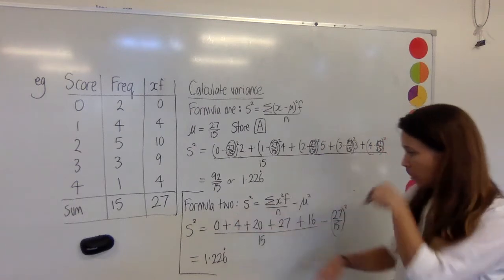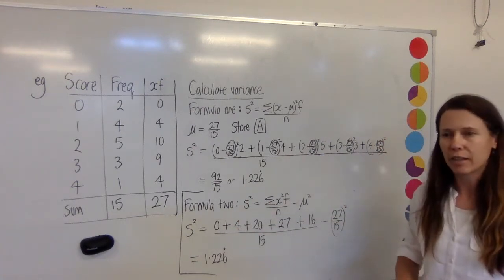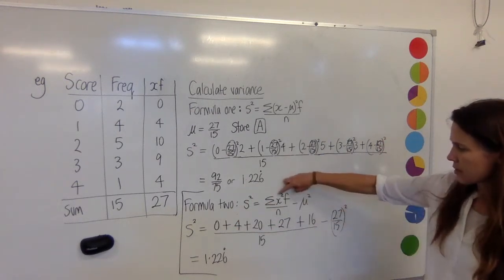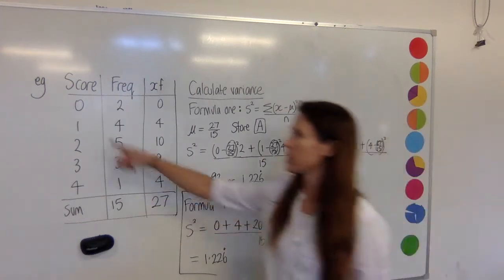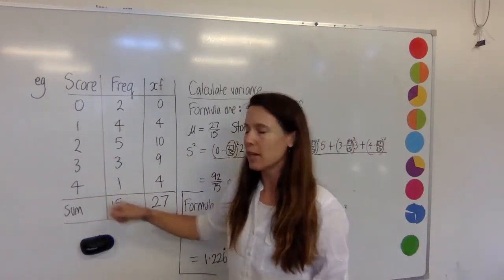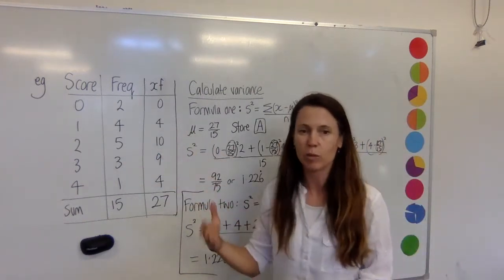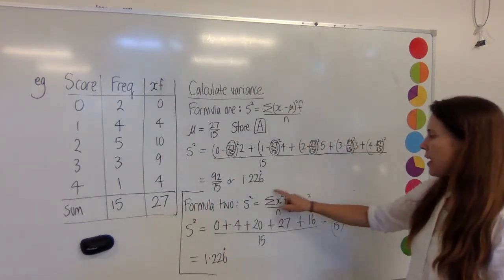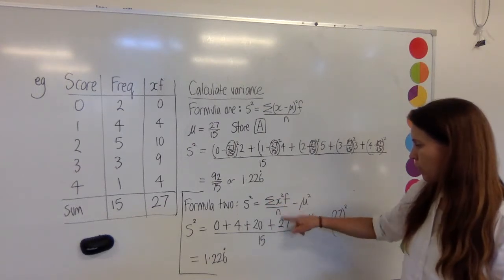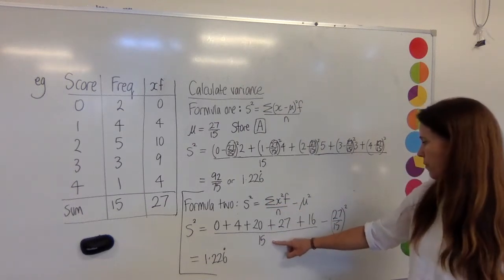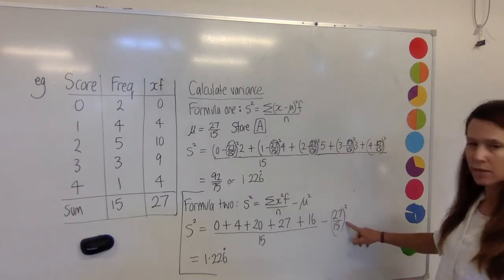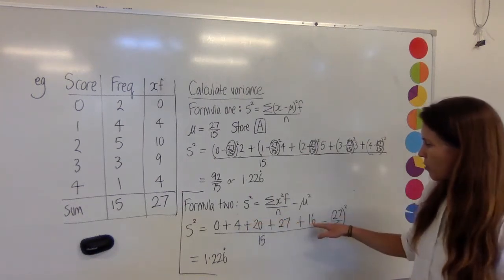Now, formula 2, a lot easier to use. I can do a lot of the calculating actually in my head. It says square each score. Well, these numbers are very easy for me to square in my head. Multiply each one by the frequency. Again, that's simple times tables. And then add them all up. Put them over the number of scores that there are. Then subtract the mean squared. So all of this part's really simple.